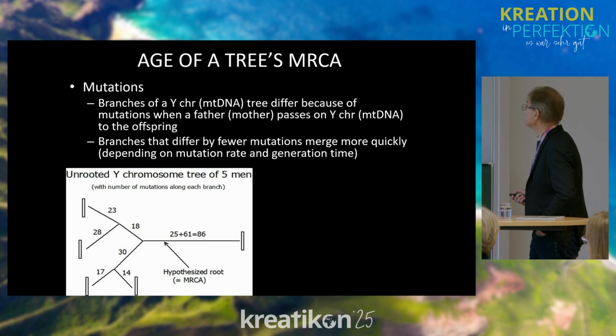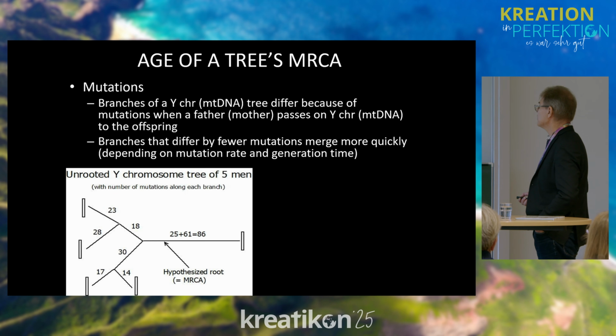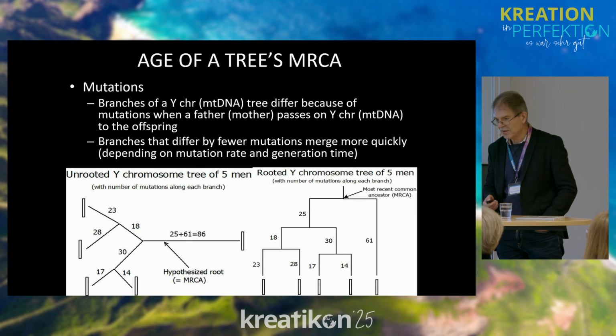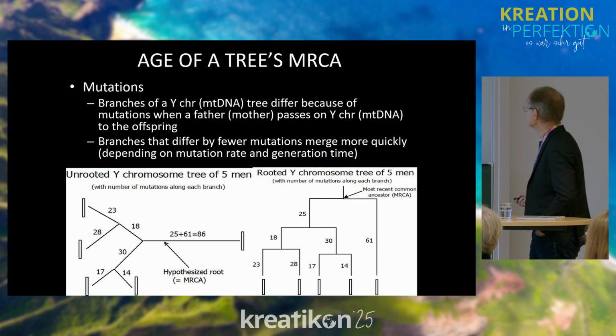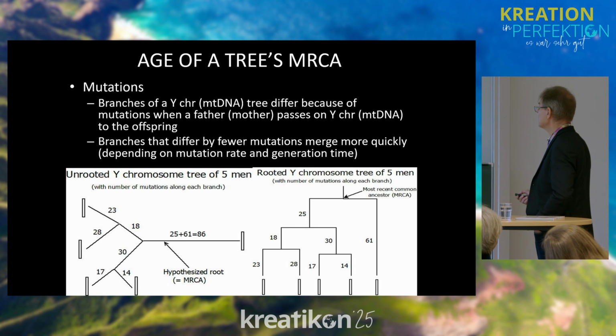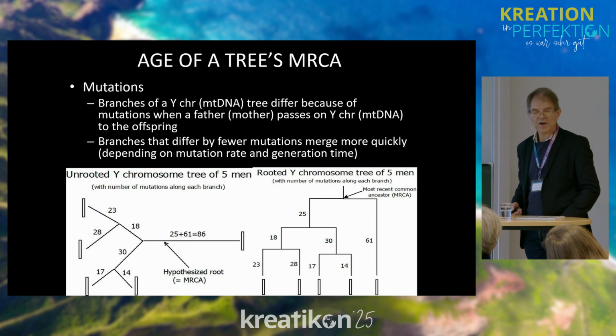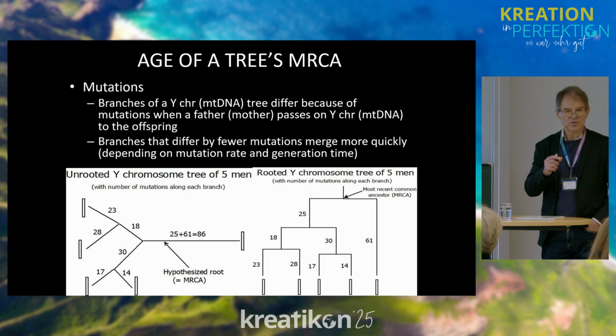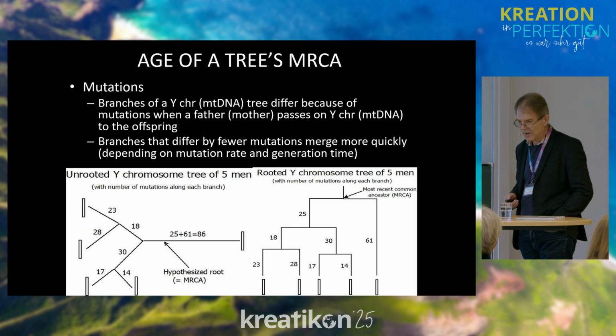Let's assume now that the root of the tree is located here. So we have 25 mutations to the left of this arrow and 61 to the right. That makes it possible to build a rooted tree, because we start from here, and we have 25 mutations here before the first split, and so on. Then we get an unrooted tree once we find the root of the unrooted tree. So that's the principle.